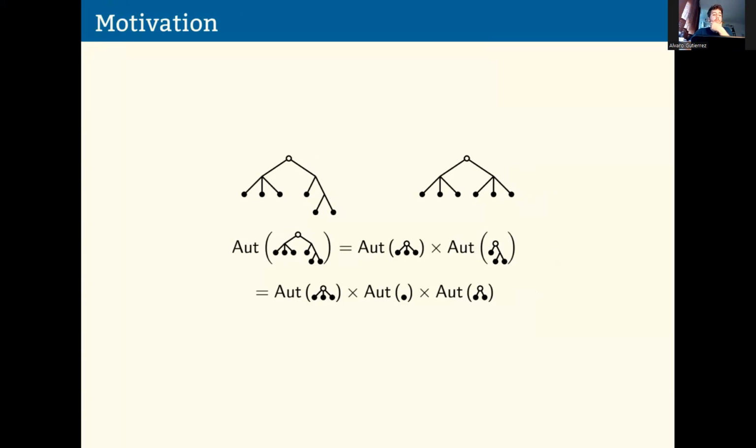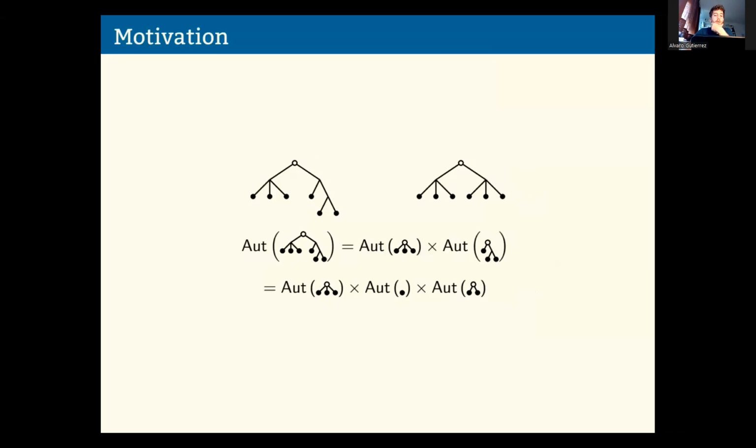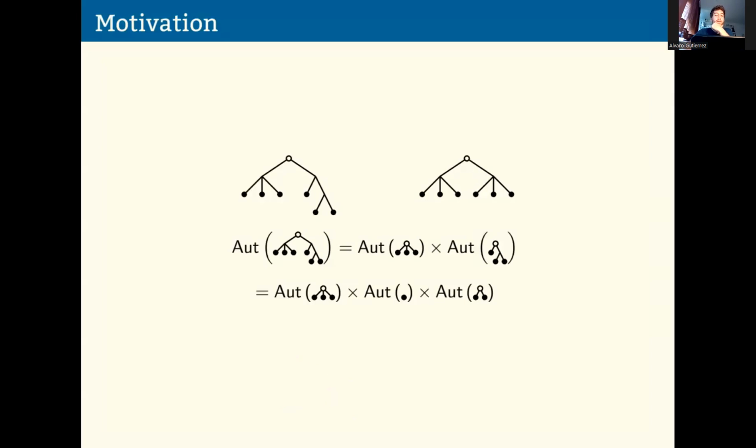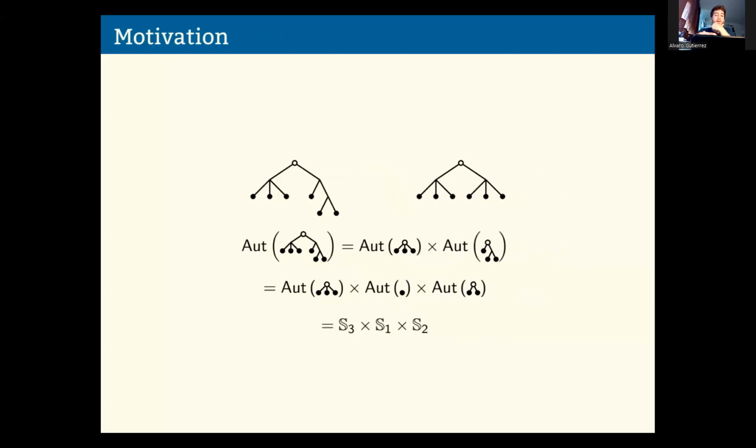So what's the group of symmetries of this? It's just going to be S3, right? Because no matter how I permute these leaves, it leaves invariant the structure of the tree. And similarly, for the other two, they are S1 and S2. Okay.